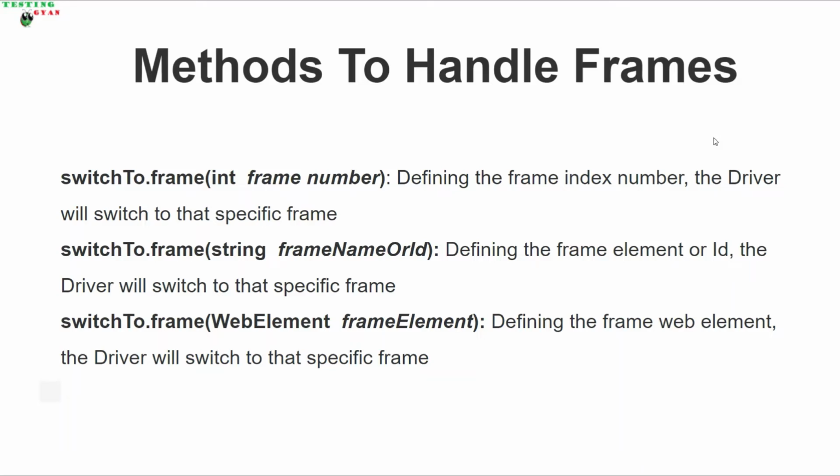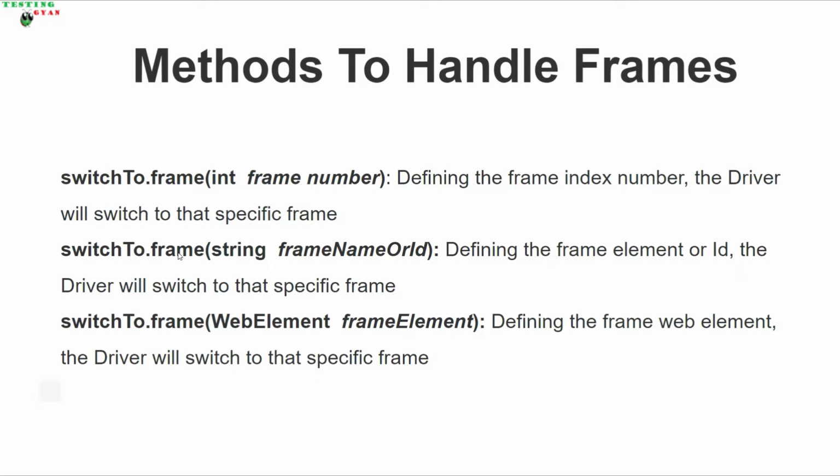So now as we understood, a frame is something which divides the web page into different sections, and each section can act as a separate HTML document. To handle the frames, whenever there are frames in our web page, there are three methods in Selenium. The first is using the frame index, where we provide the frame index. If we have three frames, then we can give an index like 0, 1, 2.